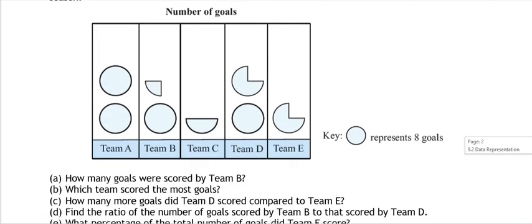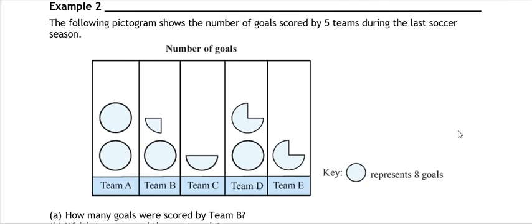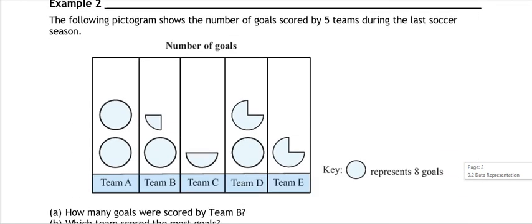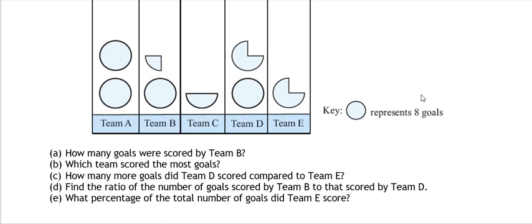Now next, let's move on to another example here. The following pictogram shows the number of goals scored by 5 teams during the last soccer season. Here is the number of goals, and you usually see a horizontal pictogram, but here you have a vertical pictogram. So what you're going to do is to read the key first. Here, one full circle represents 8 goals.